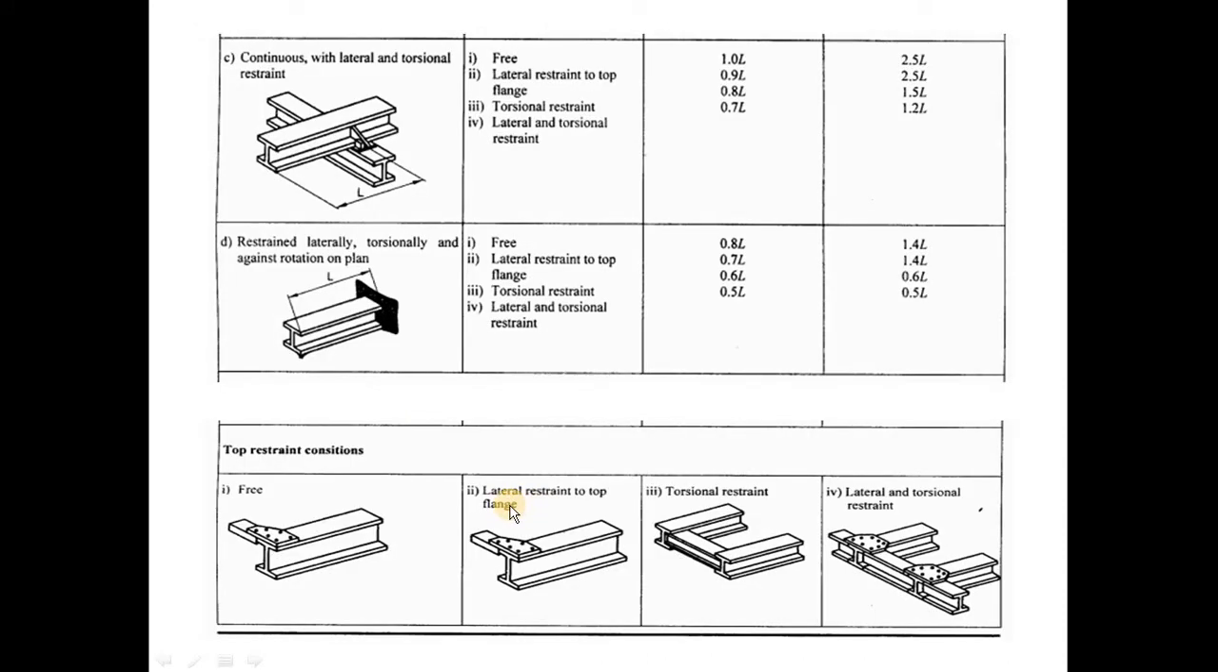So the second one, lateral restraint at the top, means you have provided some plate. So this diagram is an incorrect one. This should not be there. And the third one, torsional restraint, is like this. And the fourth one, when you have provided lateral and torsional restraint, is something like this.